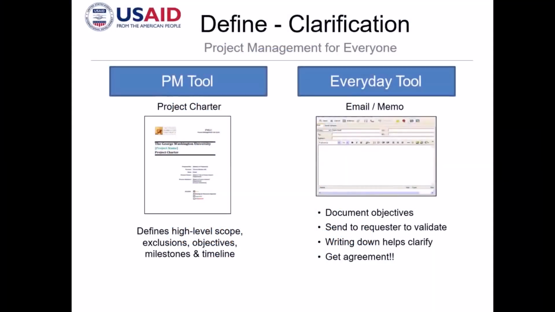The first major document that you will have to circle around to your stakeholders is what we call a project charter. So the project charter defines the high level scope, all of those other items that will have to be excluded in the scope, the objectives, milestones, and timeline. As you can see, you should be careful that this is high level.